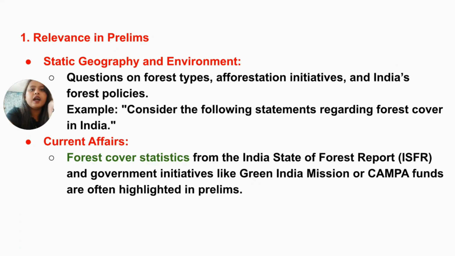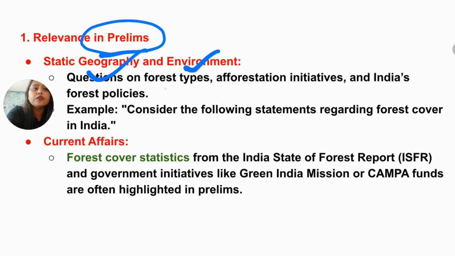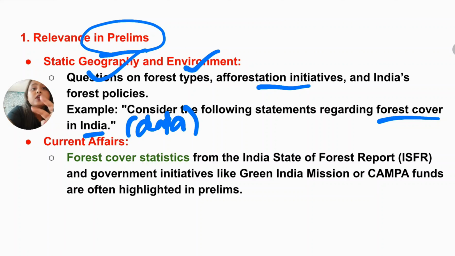So firstly, coming to the prelims perspective, it is important for us in both geography and environment. One can ask questions on the forest types, the afforestation initiatives, and India's forest policies. For example, consider the following statements regarding forest cover in India. They can also ask something related to the data as well. So there can be some juggling in this aspect.